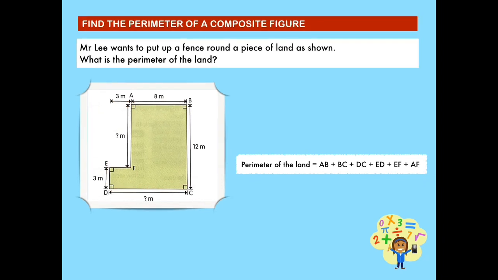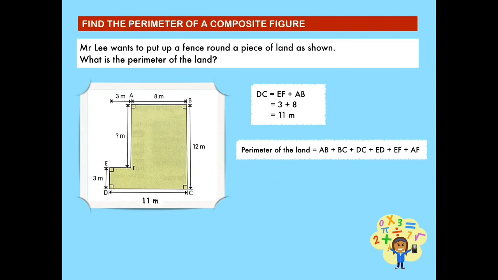First, let us find out line DC. Line DC is the same length as line EF and line AB. To get line DC, we add line EF and line AB. Hence, 3 plus 8 is equal to 11 meters. So we say that the length of line DC is 11 meters.